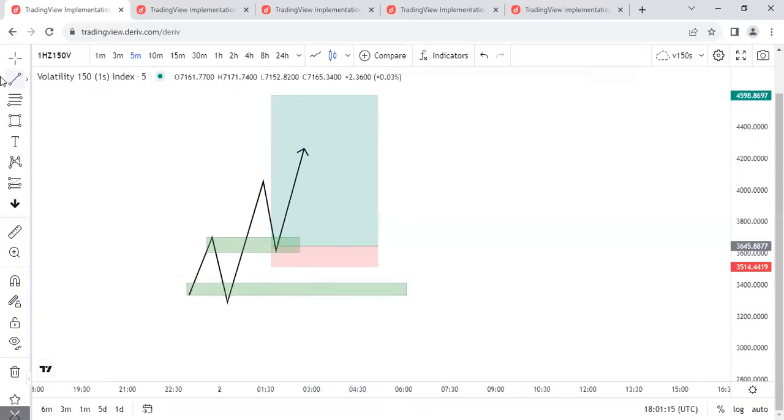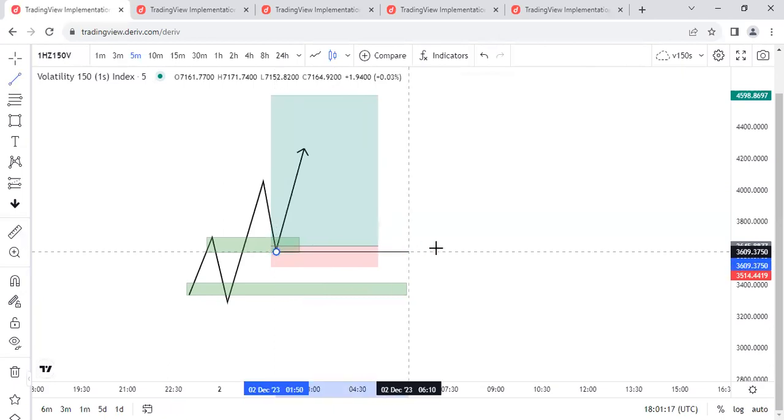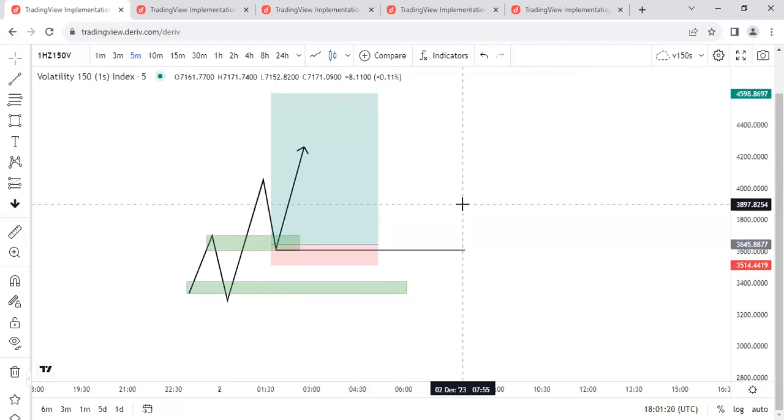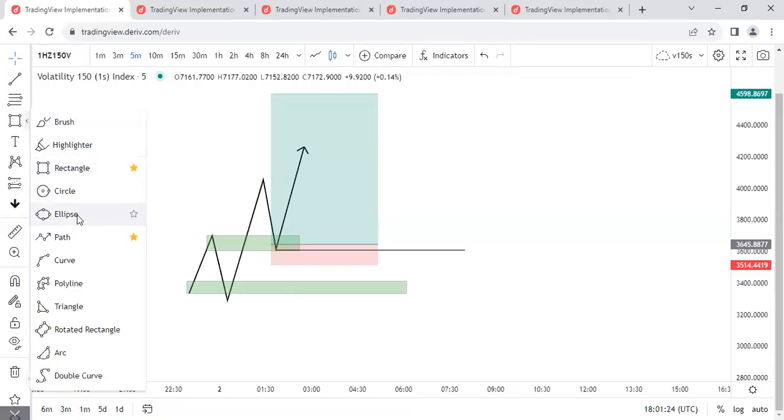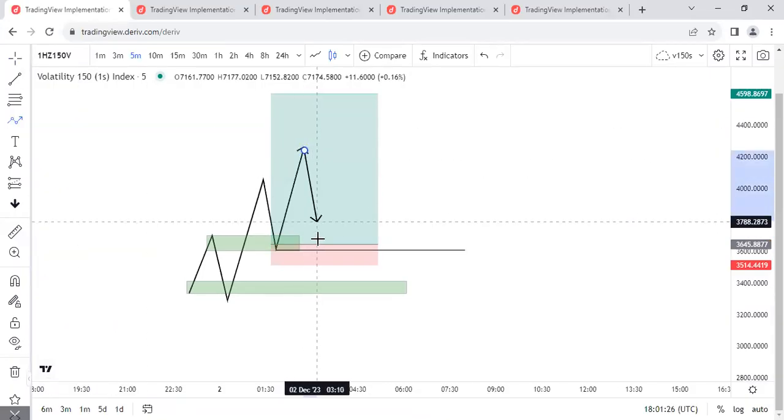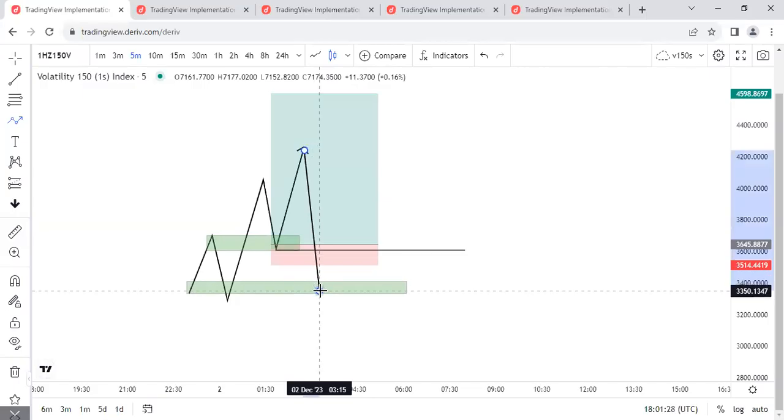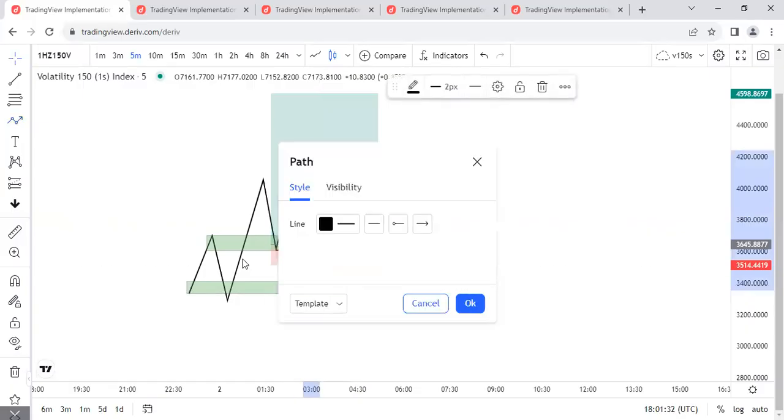You are already automatically liquidity. Trader A is already automatically liquidity for the advanced market structure to take place. And what will the advanced market structure do? It's going to come back here and take out trader A. While you, trader B, the smart money trader, are entering here.